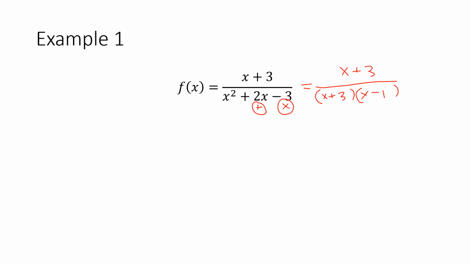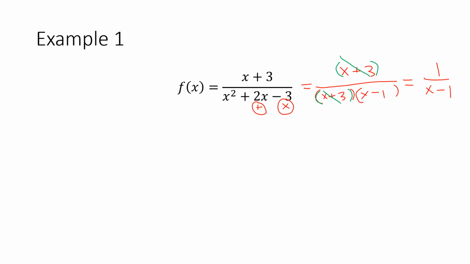Now I'm looking at the top and the bottom, and I see an x plus 3 on top, and I see an x plus 3 on bottom. Anything divided by itself cancels out. So that's going to leave us with 1 over x minus 1.